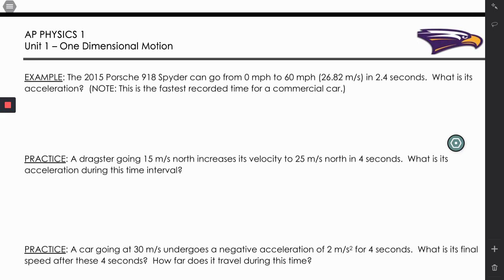All right, so here are some example problems using acceleration. The 2015 Porsche 918 Spyder can go from 0 to 60 miles per hour, which is 26.82 meters per second, in 2.4 seconds. What is its acceleration? Now, this is the fastest record time for a commercial car. When we say commercial car, we mean kind of affordable to the normal public, because this is not the fastest time.